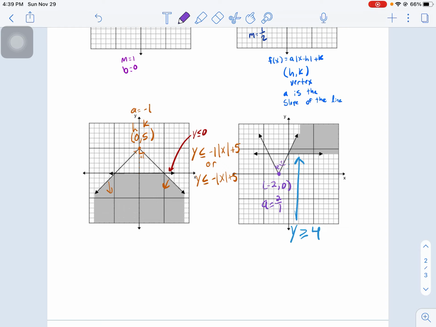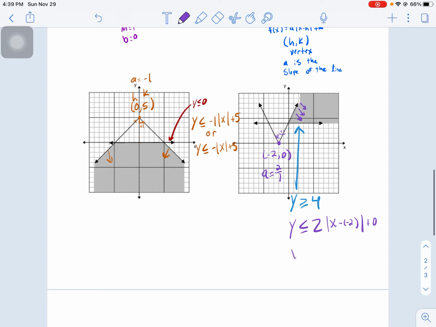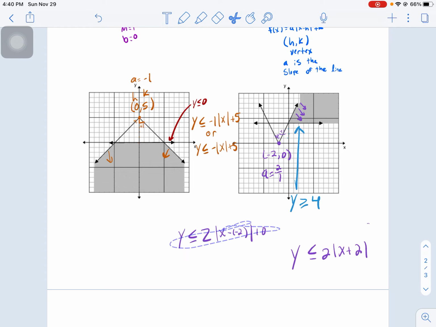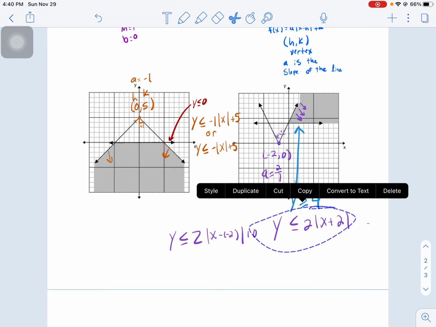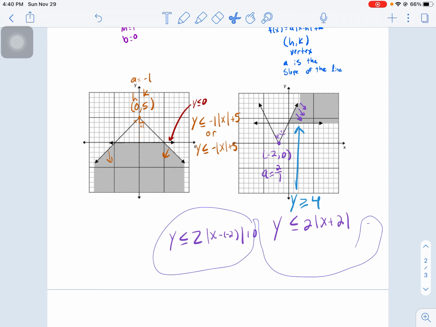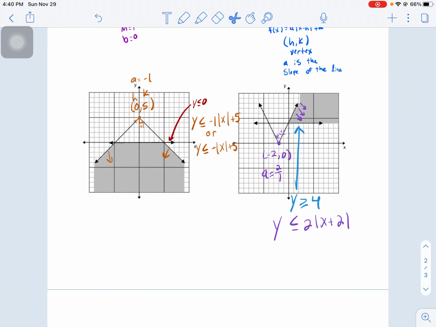So that's a value of 2 over 1, so 2. This is a little bit trickier to tell, but it's actually shaded below. This is beneath this absolute value. So we're going to say y less than or equal to 2, absolute value of x minus h, so minus negative 2, plus k is plus 0. If we simplify that, we get y is less than or equal to 2 times the absolute value of x plus 2. We always need that most simplified form. I'm going to slide that out of the way, we'll put this up here, and then there's our solution.